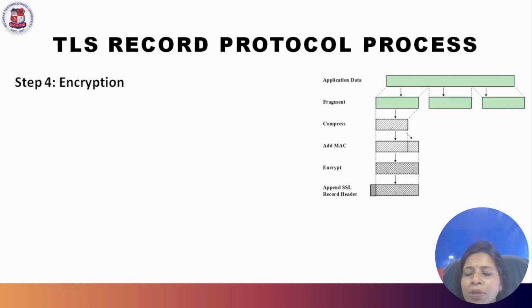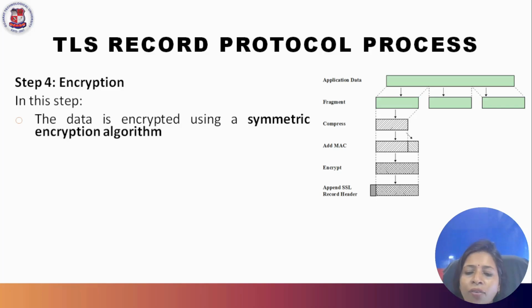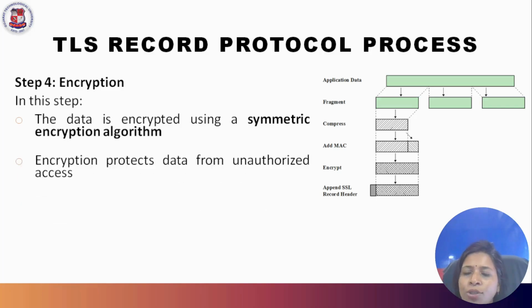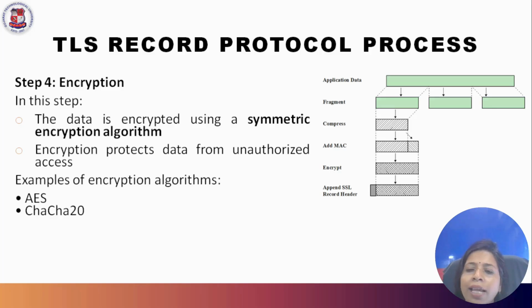The next step is encryption. After adding the MAC value, the data is encrypted. Encryption ensures confidentiality, meaning that only the intended recipient can read the transmitted data. TLS typically uses symmetric key encryption algorithms, which are fast and efficient for data transmission. Some common examples of algorithms are AES and ChaCha20.